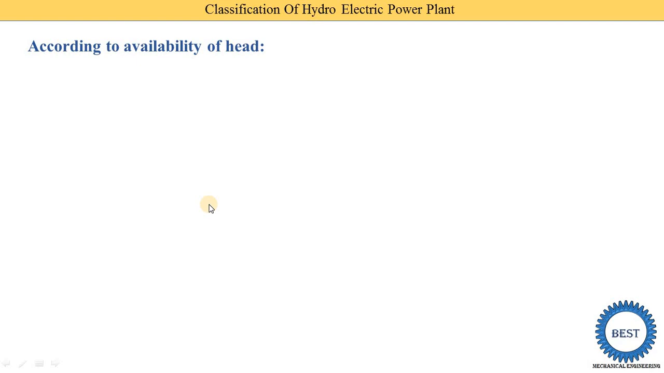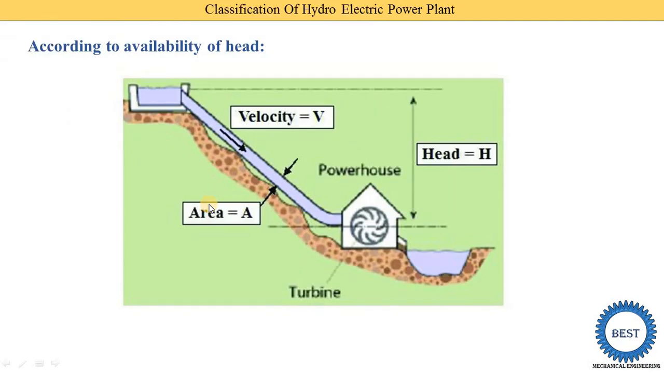Now what is the meaning of head? Head means the distance between the turbine and the water level in the reservoir. It is the height between the water level in the reservoir and the turbine. It is denoted as the head or H. According to availability of head, it is classified in three ways: low head, medium head and high head.